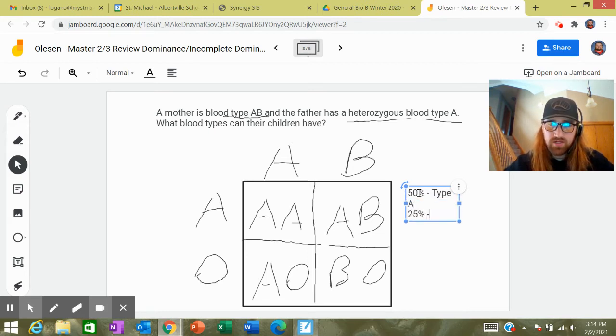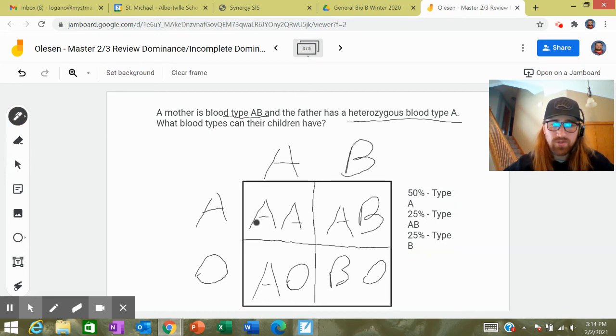5% are going to have type, ooh, I spelled type wrong. Type AB. The other 25% are going to have type B. Now, how the heck do we have 50% type A when there's not 2 genotypes in here that are the same? Remember, regardless if you're homozygous or heterozygous for type A, you are still type A blood. So AA and AO, as far as phenotypes go, mean the same exact thing. Okay? Blood types. You guys got this.